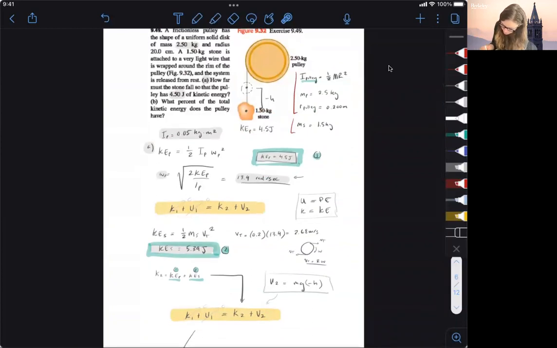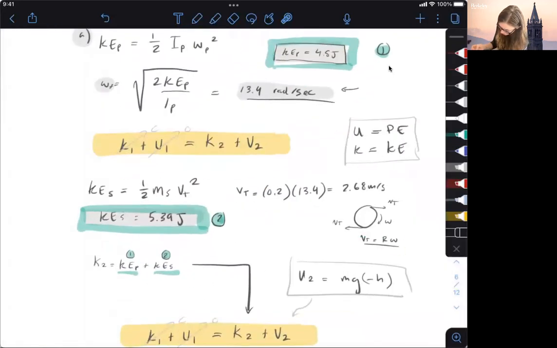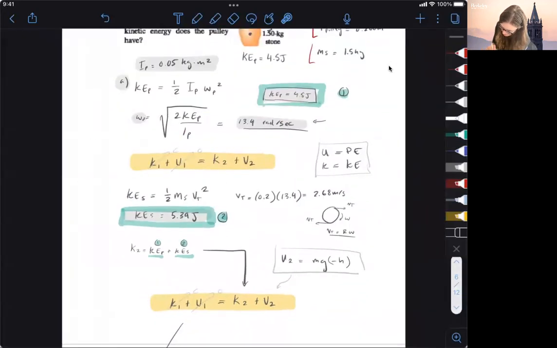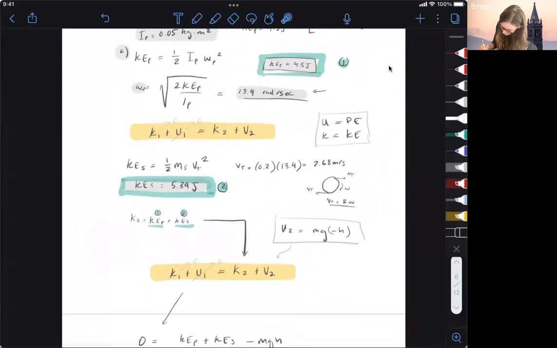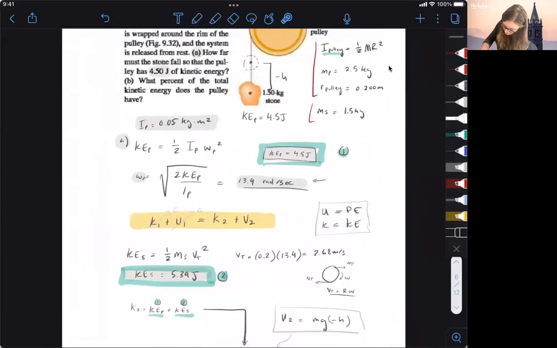Then we used the angular acceleration to find the velocity that the stone was falling with, because we used the relationship of this no slip condition where our VT coming off the circle is equal to RW. Okay, solved for VT, found the kinetic energy of the stone. So then when we had both of these, our total kinetic energy at the end, this K2, is equal to the sum of both of them, right? And then our potential energy at the end is equal to this mass times gravity times the change in height for the stone as it fell, okay?